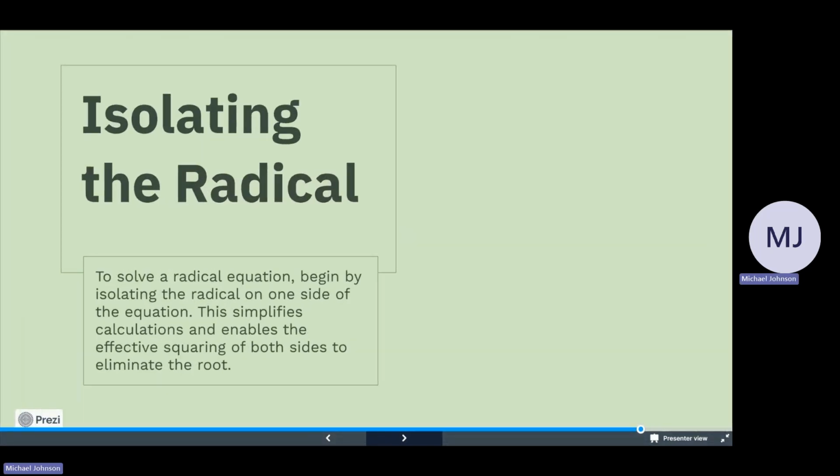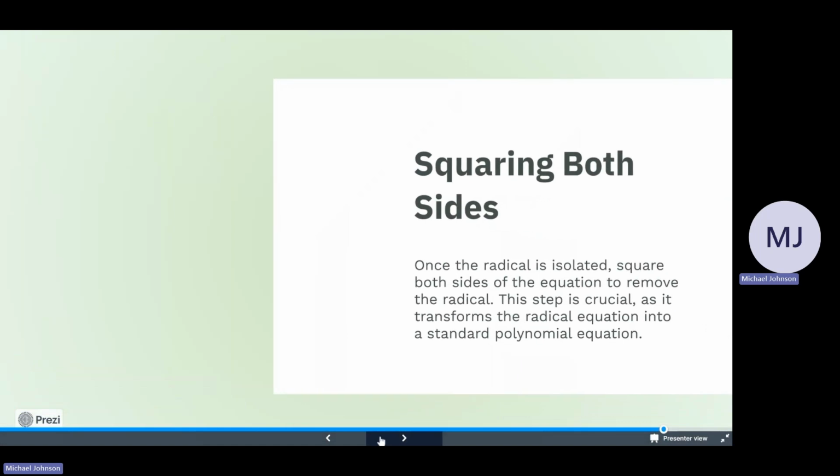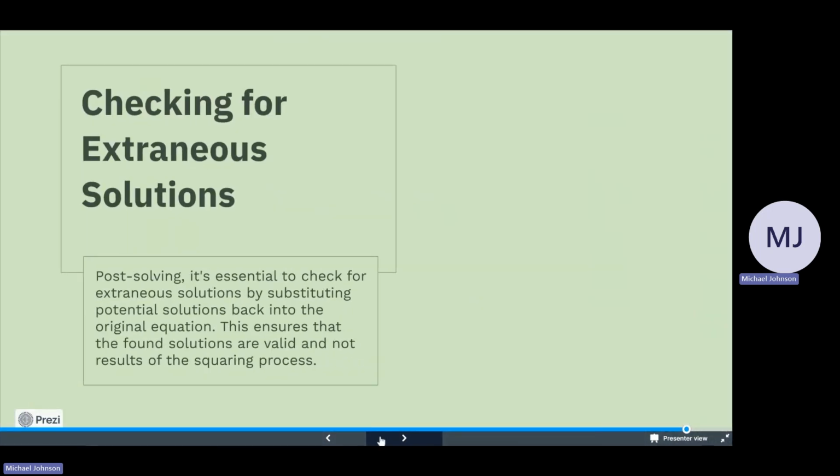To solve a radical equation, begin by isolating the radical on one side of the equation. This simplifies calculations and enables the effective squaring of both sides to eliminate the root. Once the radical is isolated, square both sides of the equation and remove the radical. This step is crucial as it transforms the radical equation into a standard polynomial equation.